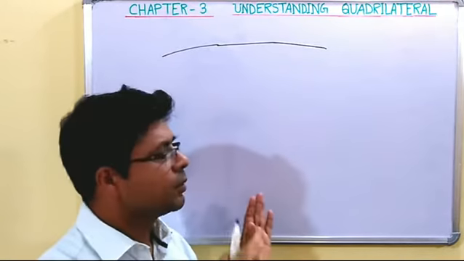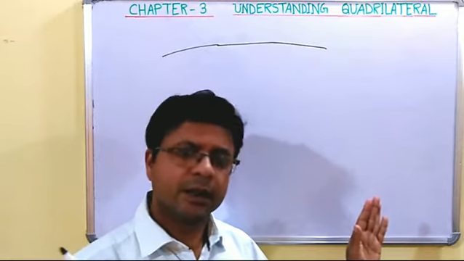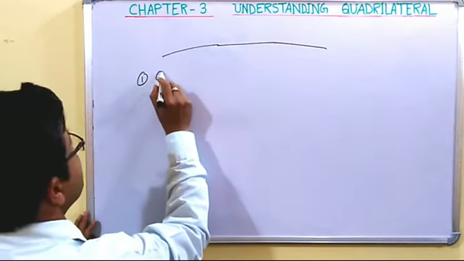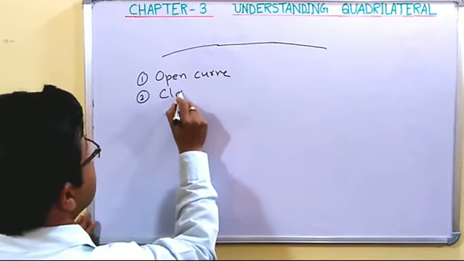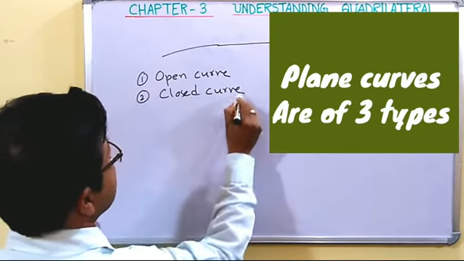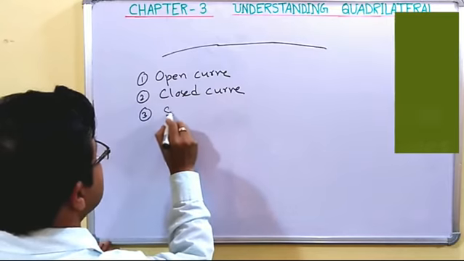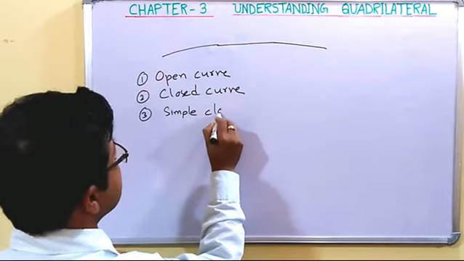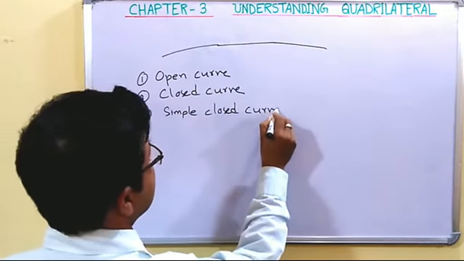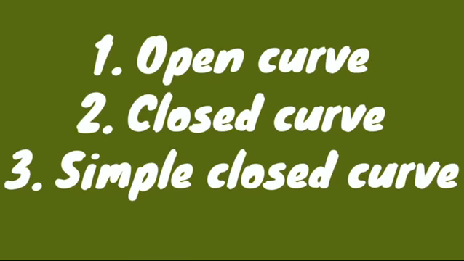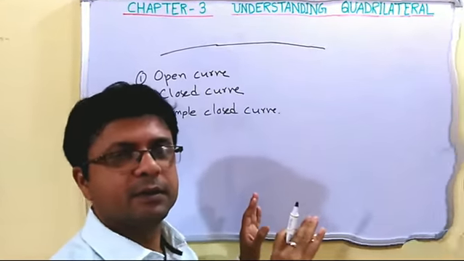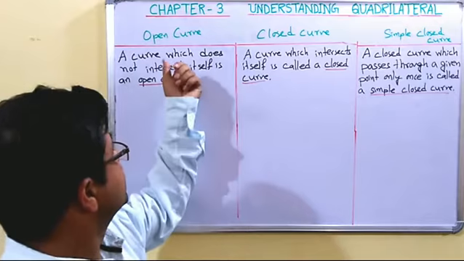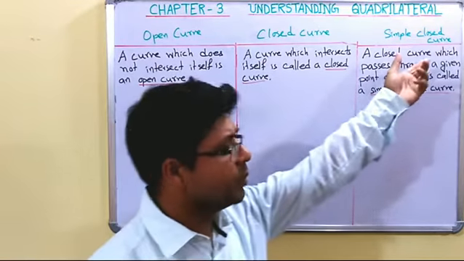One is open curve. Next is closed curve. Third one is simple closed curve. Now if I write the definition, it will be very lengthy, so I will make a table and give an example of all these 3. So let us make a table here. Okay, we made a table to show open curve, closed curve, simple closed curve.